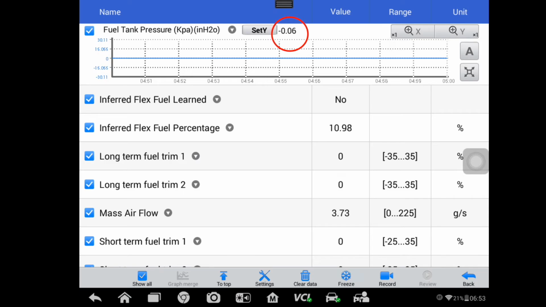I don't believe it should be in a purge state. If we wanted to verify that, we could either disconnect the purge valve or we could look for a PID showing the purge valve duty cycle or control. But either way, I don't believe it should be right now, and that's not terribly important. What you can notice, though, is the fuel tank pressure is in a negative state or a vacuum.